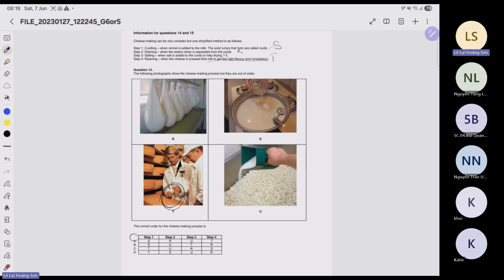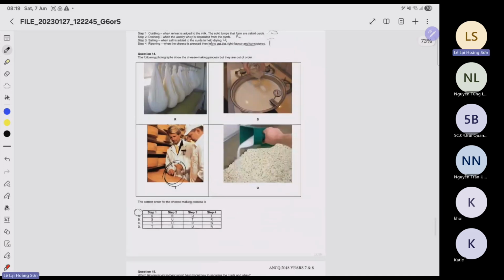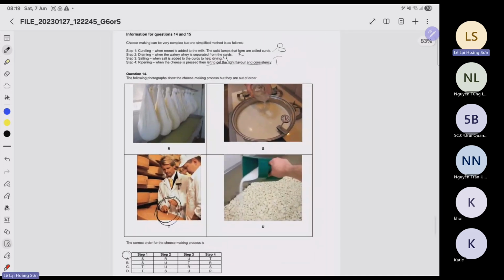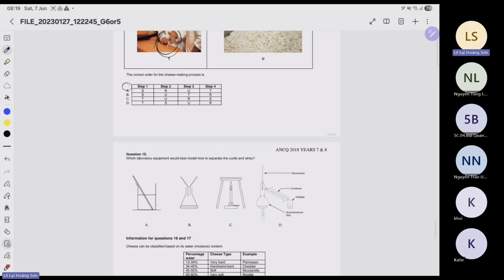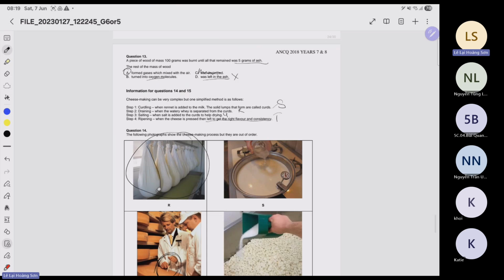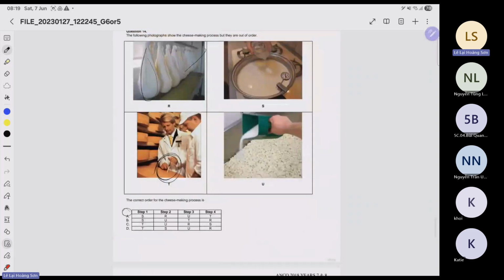Question number 15. This is the laboratory to separate curd and whey. Curd and whey. That is basically drying process, right? So it's going to be filtration. So you have a filter, right? You have a filter layer, and you kind of drain it. So basically it's filtration.